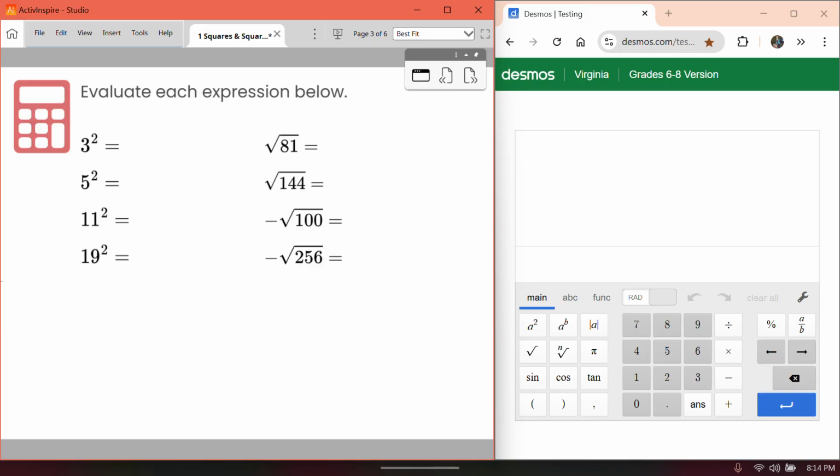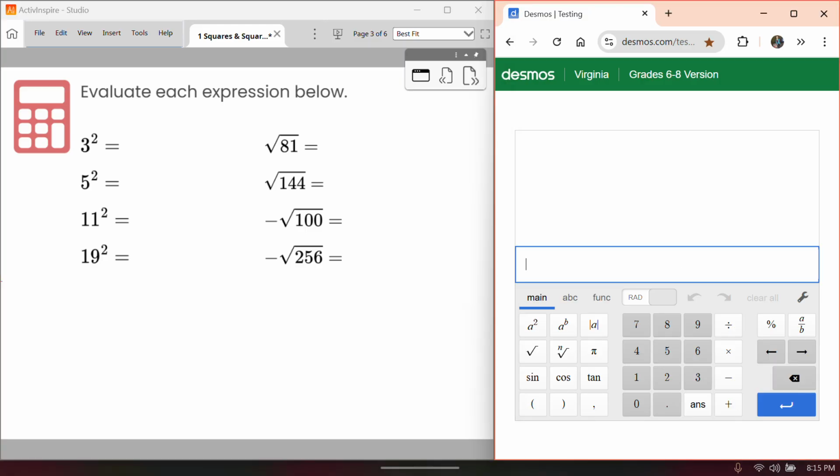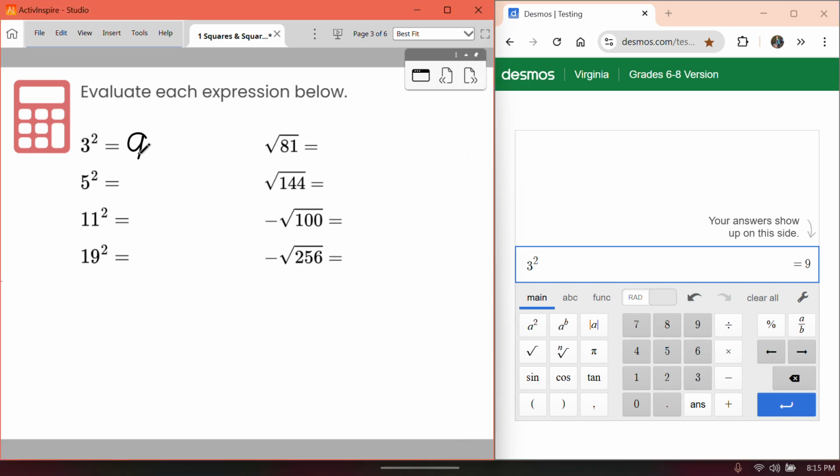Now, let's do the next step. And the next step for 8th grade is to evaluate each expression. But in 8th grade, we have Desmos for everything. So if you look over here on the right side of the screen at Desmos, I can type in 3 and then I can go to this a squared button and click that. Okay, so that was right there. And that gives me my answer of 9.